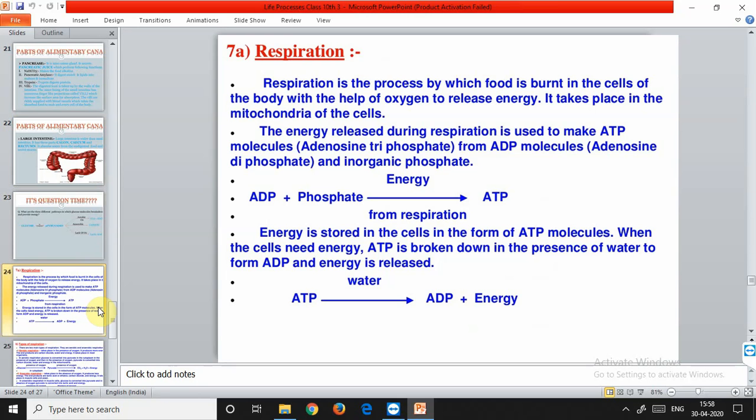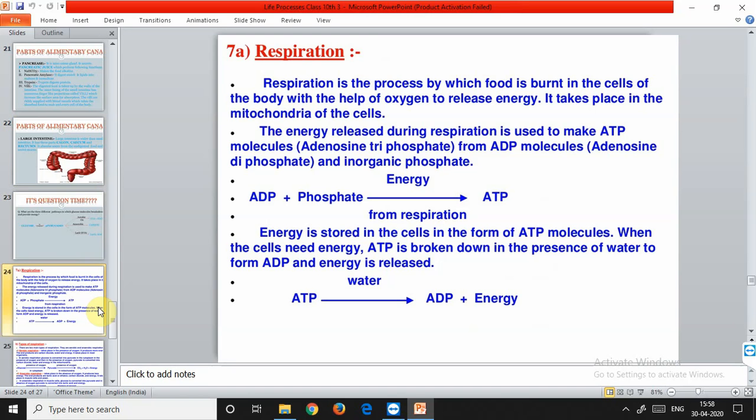Whereas catabolism is something in which a bigger molecule is broken down into smaller ones. In catabolism, it includes metabolic processes by which larger molecules are broken down into smaller molecules. For example, respiration. Respiration is the one in which the molecules are broken down and the energy released is utilized by us for our day-to-day work.